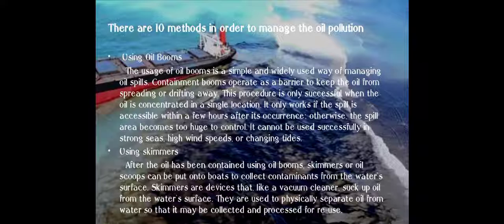Second, using skimmers. After the oil has been contained using oil booms, skimmers or oil scoops can be put onto boats to collect contaminants from the water surface. Skimmers are devices that, like a vacuum cleaner, suck up oil from the water surface. They are used to physically separate oil from water so that it may be collected and processed for reuse.